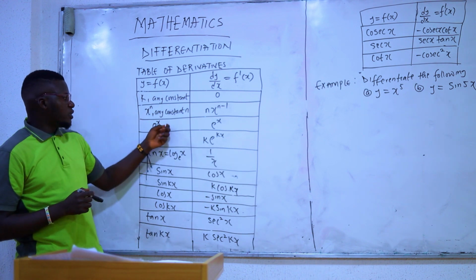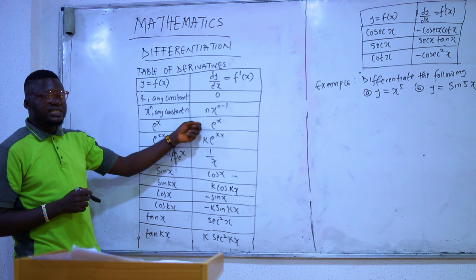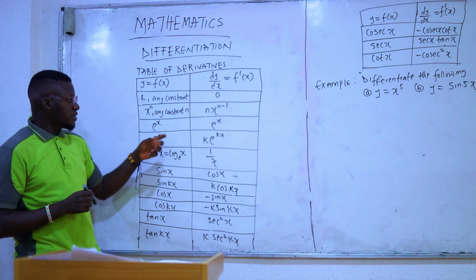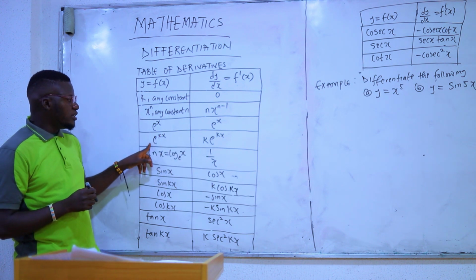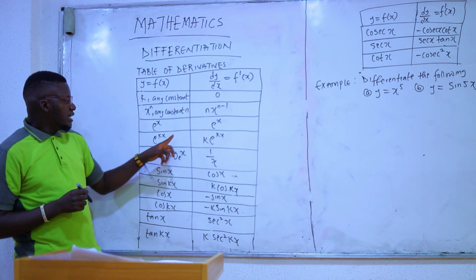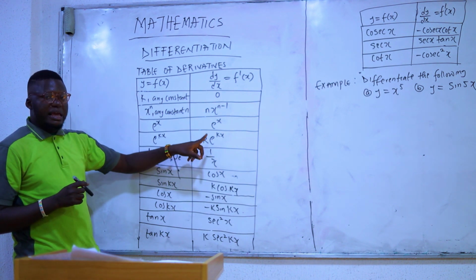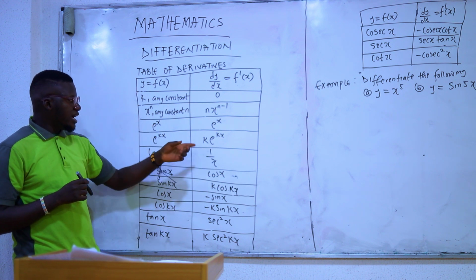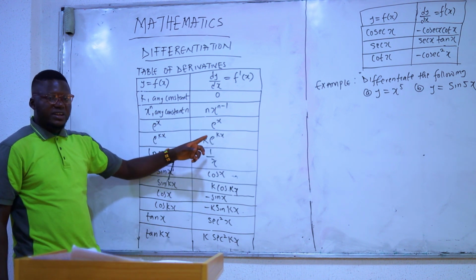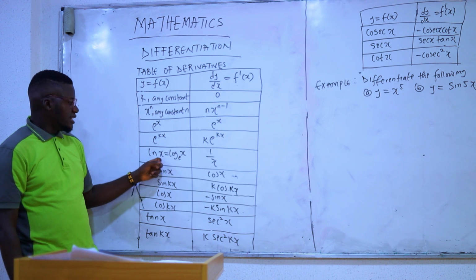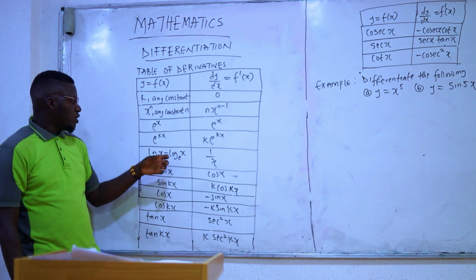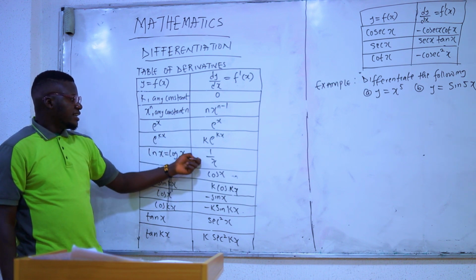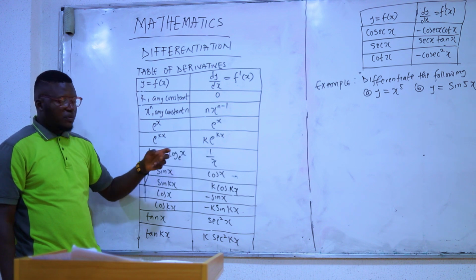The next one is the exponential function. The differential of e raised to the power of x is the same thing as e raised to the power of x. Then the differential of e raised to the power of kx is the same thing as bringing down the constant, multiplied by what I'm being given, which is e raised to the power of kx. That's why I have k e raised to the power of kx. The next one is ln x. The ln x is the same thing as log to base e of x. So the differential is 1 over x.